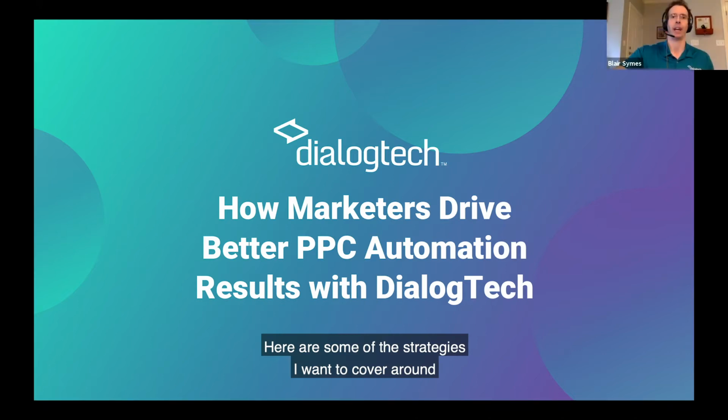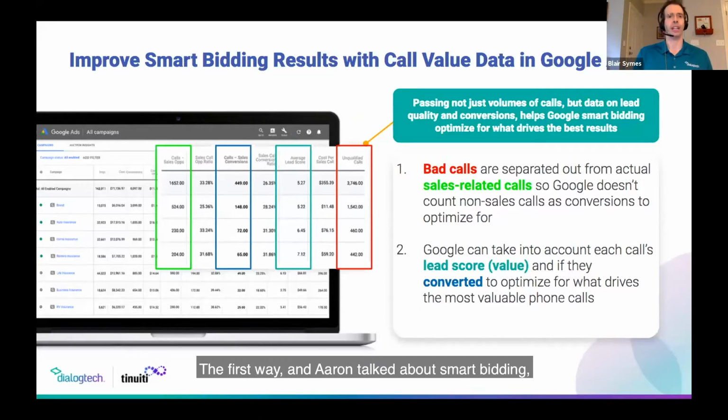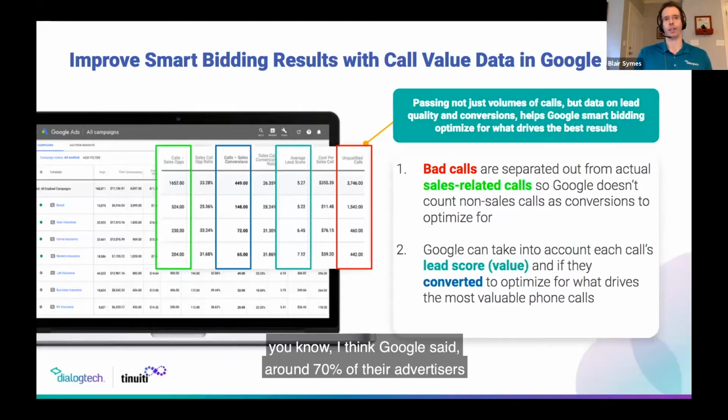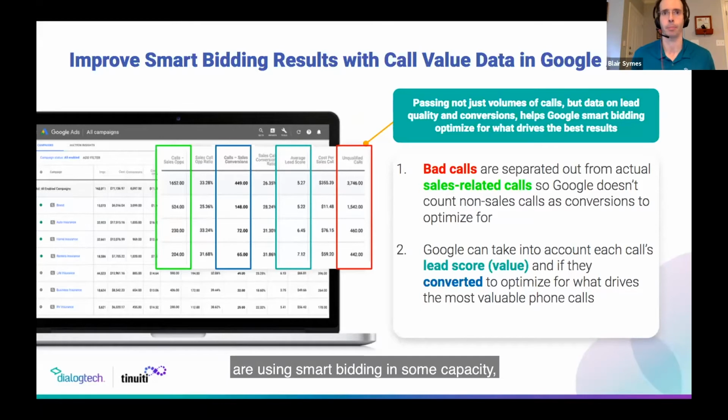Here are some of the strategies I want to cover around how you can leverage all that data to drive better results from PPC automation. So the first way, and Aaron talked about smart bidding, I think Google said that around 70% of their advertisers are using smart bidding in some capacity.